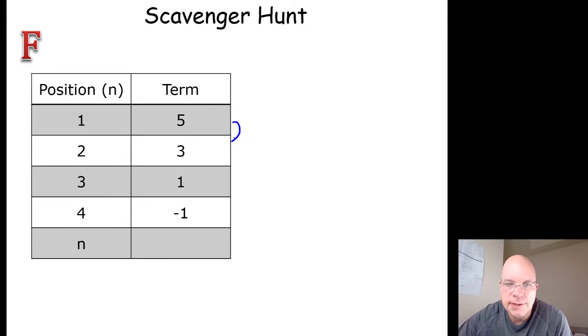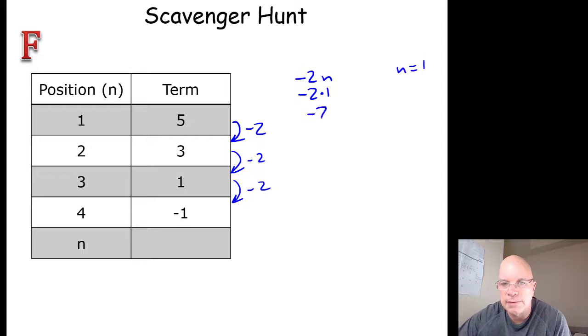F, we're subtracting 2 each time. So the common difference is negative 2. So we start out with negative 2n. And when n equals 1, that would be negative 2 times 1, or negative 2. But I need it, when n is 1, to be 5. So I need to add 2 and then 5 more to get to 5. So I need to add 7. So I think the rule is negative 2n plus 7.